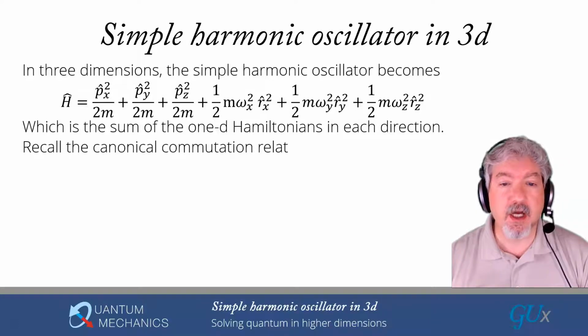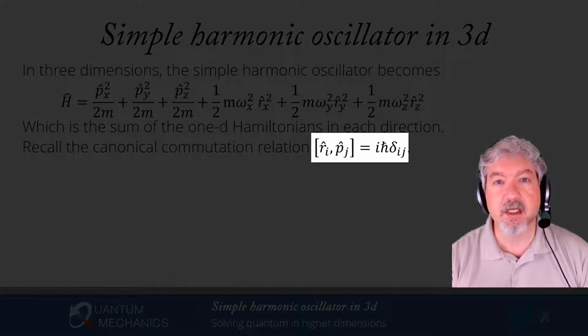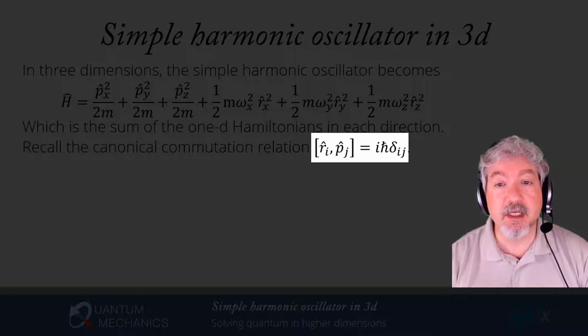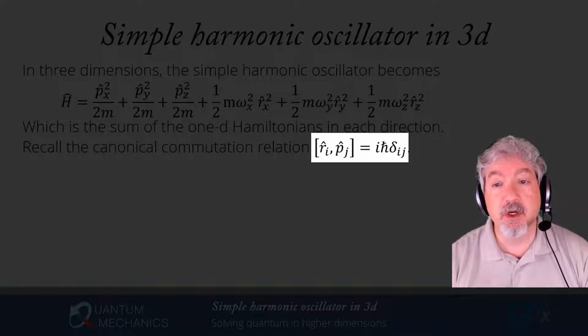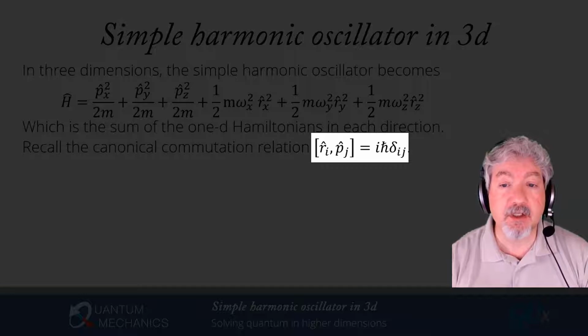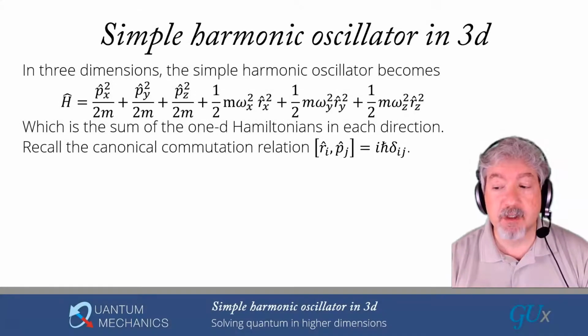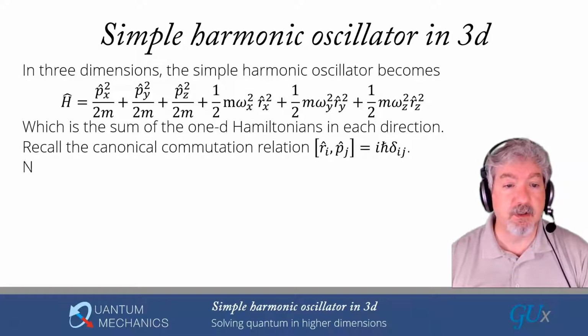Let's first recall the canonical commutation relation. That says that Ri commutator with Pj is equal to i h bar delta ij. Note that when i does not equal j, I get a zero commutator. So the x position operator commutes with the y momentum operator and so forth. It's only when they're in the same direction and I have a position and momentum operator that I get a non-zero commutator. And that commutator of the position with momentum in each of those directions is just given by the i h bar, the standard canonical commutation relation.